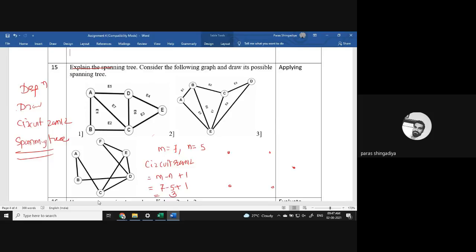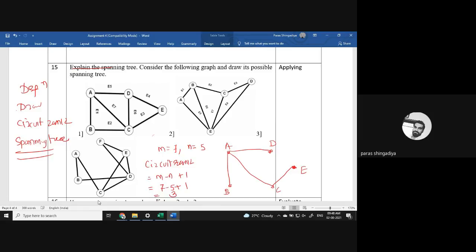Okay, so let's connect D, E, C and B. Let's connect A to D, then let's connect A and B, and connect C. Then you can connect D to E. Or, either way, you can connect C to E. So that is one spanning tree.